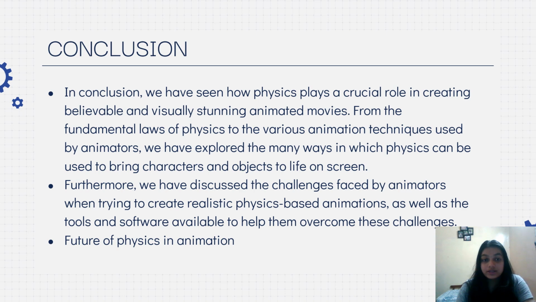Conclusion. In conclusion, we have seen how physics plays a crucial role in creating believable and visually stunning animated movies. From the fundamental laws of physics to various animation techniques used by animators, we have explored the many ways in which physics can be used to bring characters and objects to life on screen. Furthermore, we have discussed the challenges faced by animators when trying to create realistic physics-based animation, as well as tools and software available to help them overcome these challenges. We also discussed the future of physics and animation.